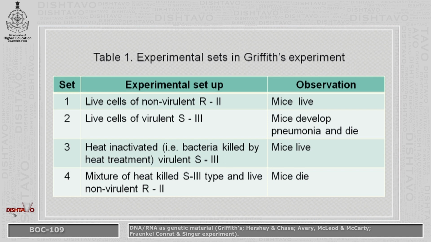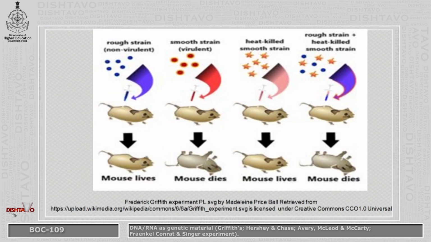In his experimental setup, he set up 4 experiments. In the first one he used the rough strain, the non-virulent form, and he injected it into the mice and the mouse lived. Whereas the smooth strain, which is a virulent strain, caused the death of the mice once it was injected. In the third set, he took the same smooth strain, but he heat killed it and injected it into the mouse, and the mouse lived. Whereas in the last set, he used the rough strain and the heat killed smooth strain.